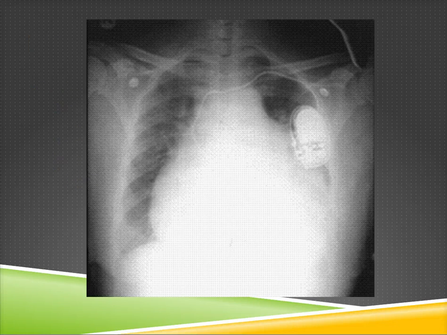This is a chest x-ray of a patient suffering from heart failure. What you might notice here is that there is a cardiomegaly, an enlarged heart. You'll see a cardiac implanted device here, in this case a cardiac defibrillator, to reduce the risk of sudden cardiac death. You'll see the lung fields are very puffy and contain fluid. And this would be a fairly typical feature in someone with advanced heart failure.